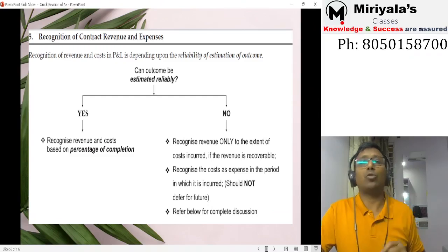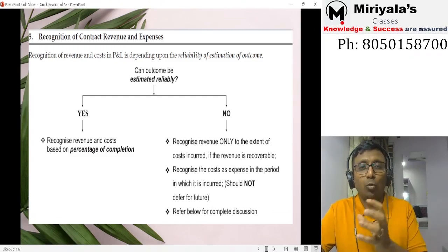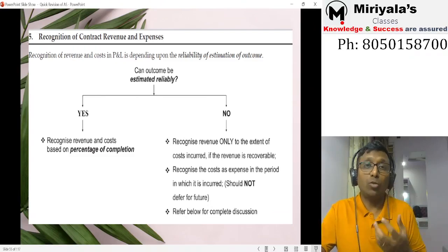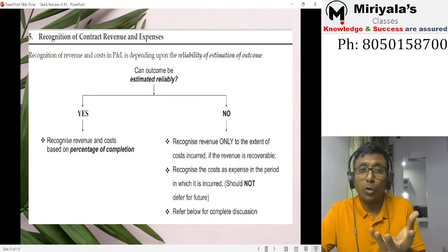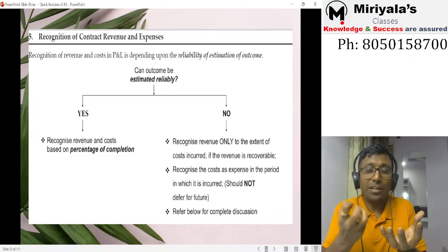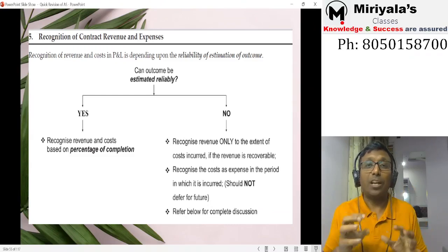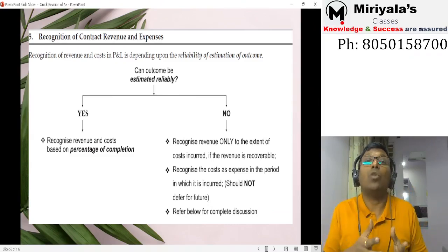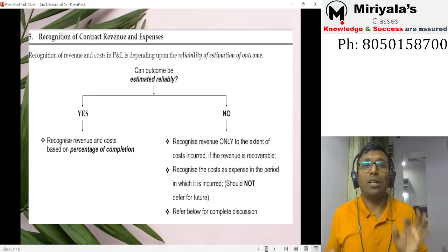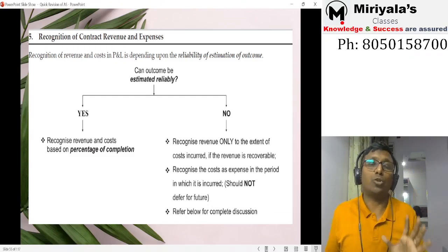Here, first and foremost thing one should ask: can the outcome be estimated? What would be my revenue? Do I know reliably, not exactly or accurately? If you say yes, I can tell, and no great contingencies are involved, then I will be able to tell. Then percentage completion method should be applied.